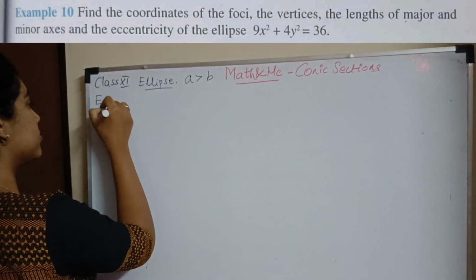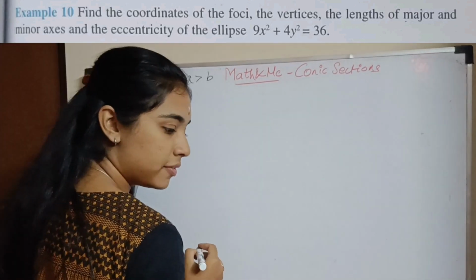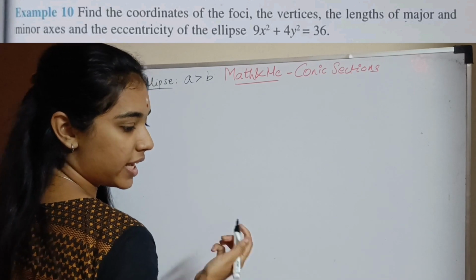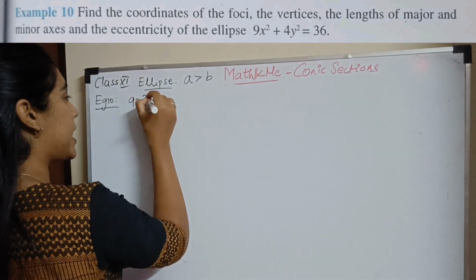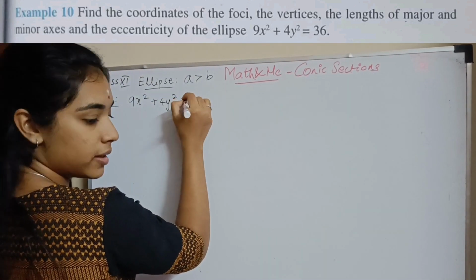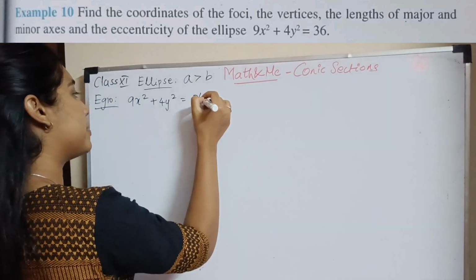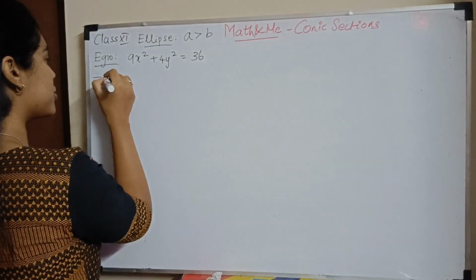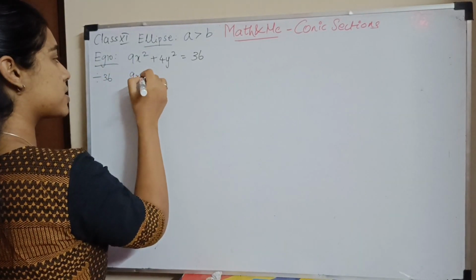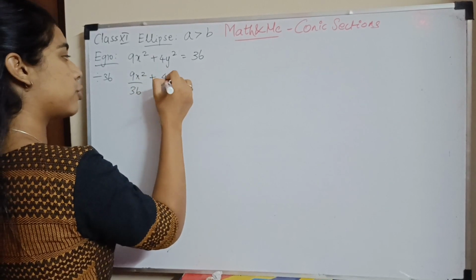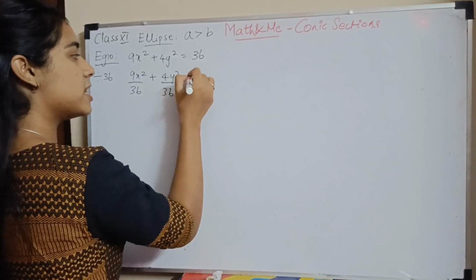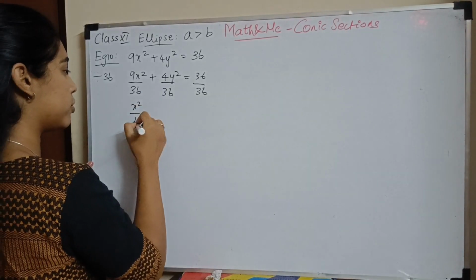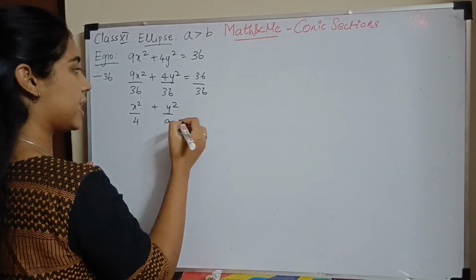Example 10. Find the coordinates of foci, vertices, length of major and the minor axis, eccentricity of the ellipse. The equation is given by 9x square plus 4y square equals 36. So, always, on the right side of the equal to sign I need a 1. So, I am going to divide my whole equation by 36. So, I have 9x square divided by 36 plus 4y square divided by 36 equals 36 by 36. So, I have x square by 4 plus y square by 9 equals 1.